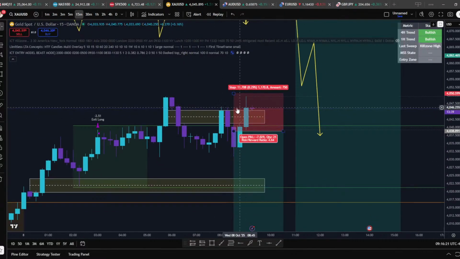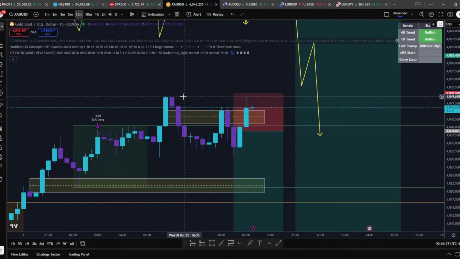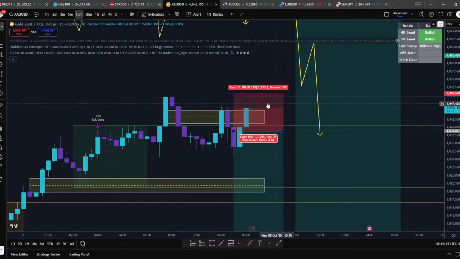See how it has inversed the fair value gap. So I would say there's a 70 or 80% chance that this will come up and stop us out.